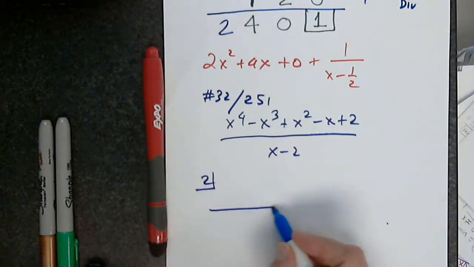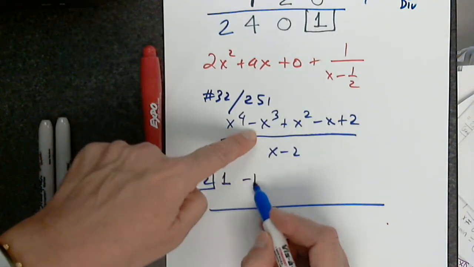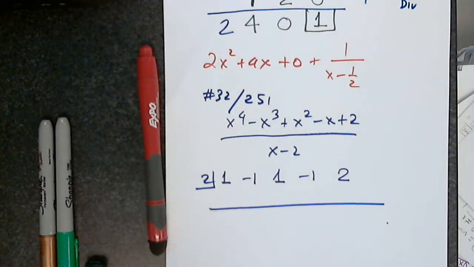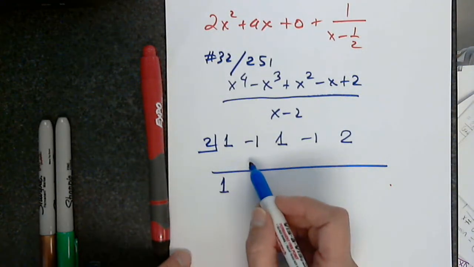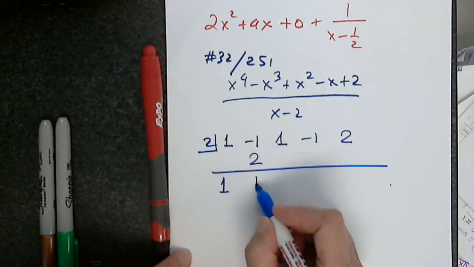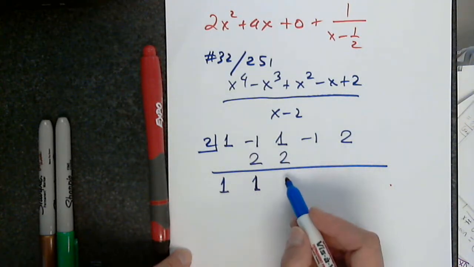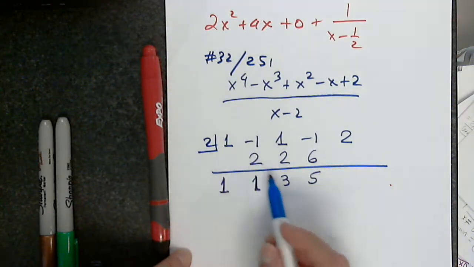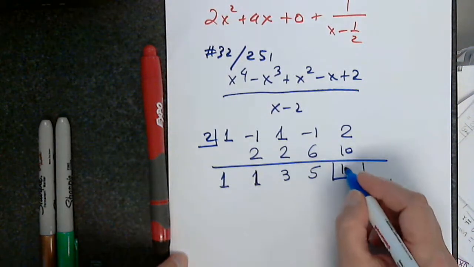2. All coefficients have to be written. Because it's degree 4, I have to have degree 4, degree 3, degree 2, 1, and degree 0. I always copy the first coefficient. Well, then what do I get? 2. So -1 plus 2 is 1. 2 times 1 is 2. 1 plus 2 is 3. 2 times 3 is 6. 5. 2 times 5. Okay. Box in the last one, which is 12.